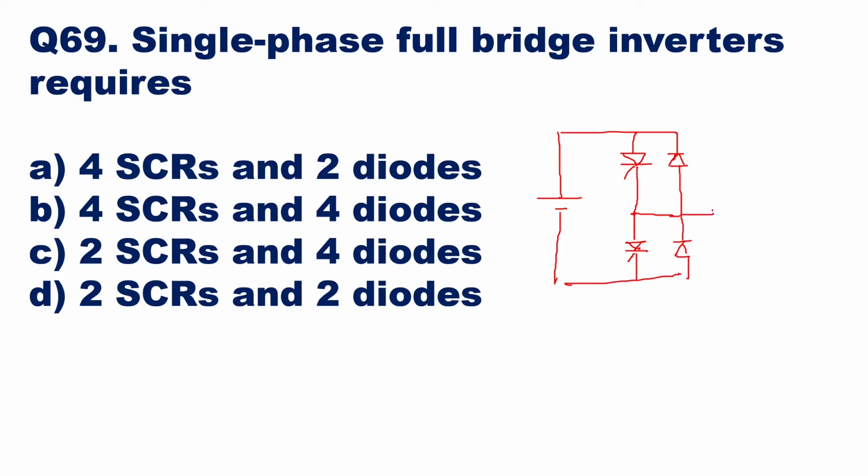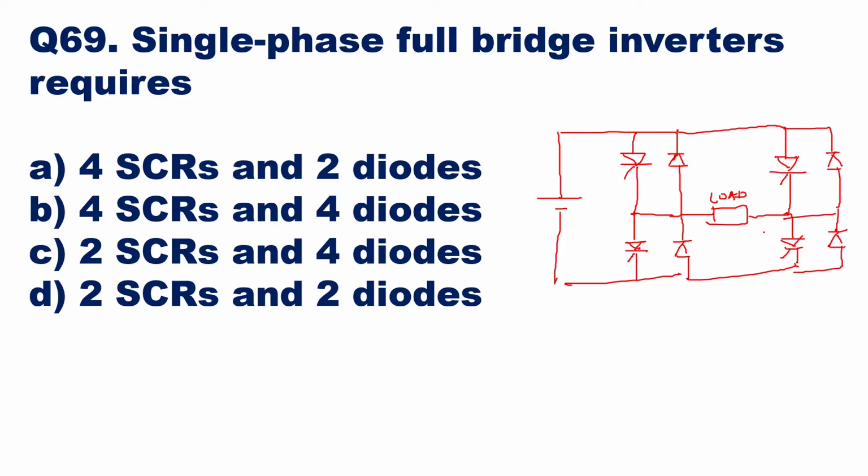Now here you can have your load, and then after the load again you can have the bridge connection, which will make it a full wave bridge. So here you can have an SCR, and here you can have an SCR. And then for these SCRs, you can have your freewheeling diodes. This will be the diode here, and this will be the diode here.